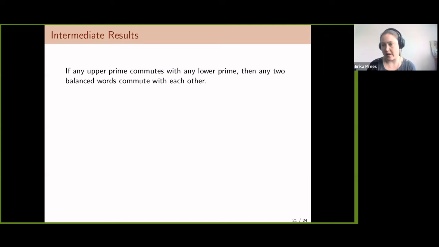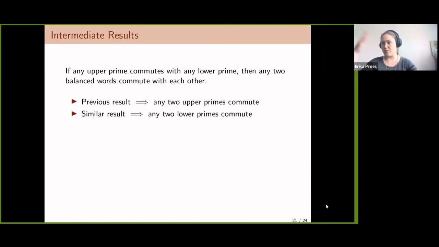If any upper prime commutes with any lower prime, then any two balanced words commute with each other. So what did we get from the previous result? We get that any two upper primes commute. What was the assumption? If any upper prime commutes with LR, then any two upper primes commute. Well, if any upper prime commutes with any lower prime, then obviously any upper prime commutes with LR. So we have the assumption of the previous result, and we get that any two upper primes commute. Similarly, we just switch the roles of L and R, and we get that any two lower primes commute.